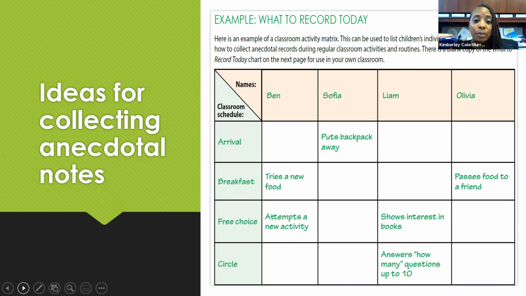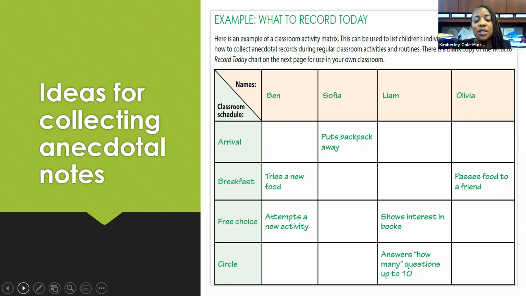So for example, the note for Sophia says, Sophia puts her backpack away. When did she put her backpack away? She put her backpack away during arrival time. So here you just have to concentrate on what happened. Just describe the action that happened.